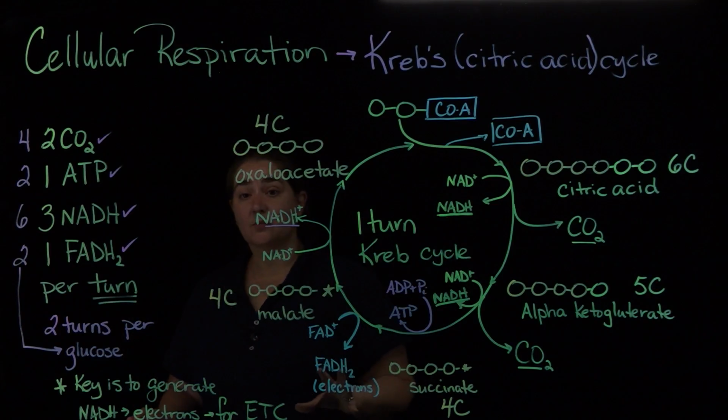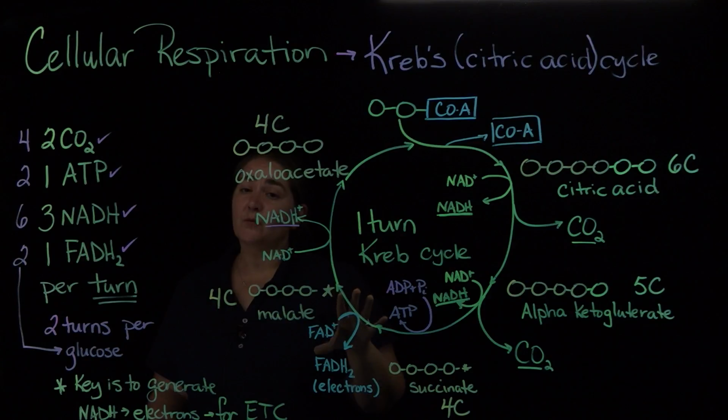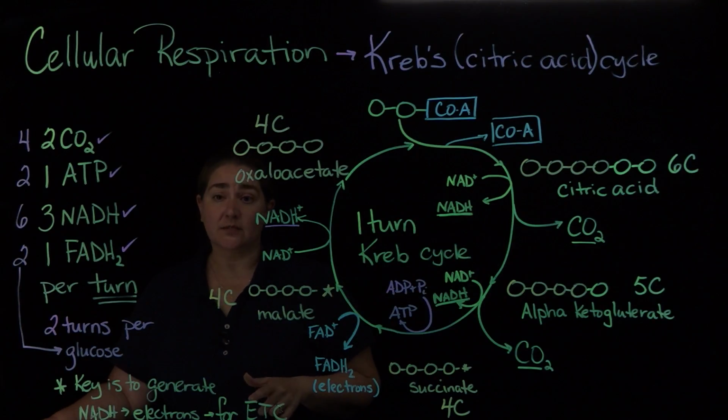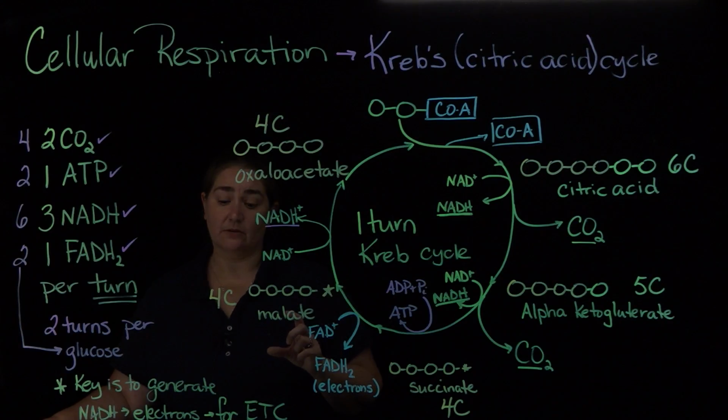Those are the components I want you to know. I want you to be able to recognize this on a diagram. I'm not going to ask you to draw this from memory, but I may ask you where each product is made in the steps of the citric acid cycle, okay?